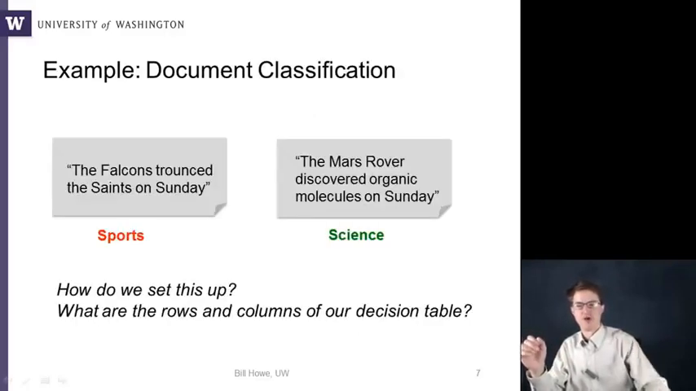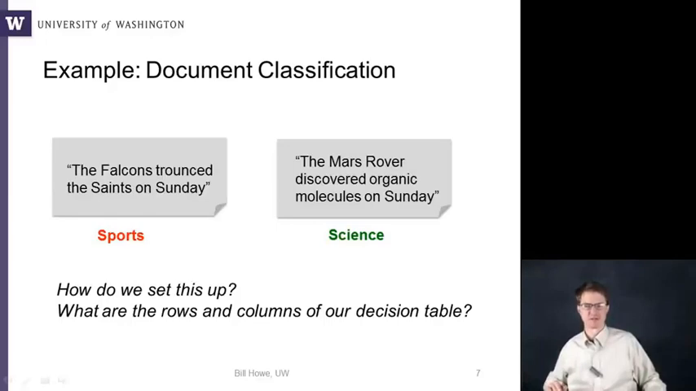So let me give you an example that can be sort of cast as either supervised learning or unsupervised learning, but it's instructive as an unsupervised learning case for right now. So imagine you're just given a big corpus of documents, and you want to make a prediction of what topic a given document pertains to. And so, if you see the phrase, the Falcons trounced the Saints on Sunday, you might guess that this document is about sports, while if you see that the Mars rover discovered organic molecules on Sunday, you might guess that this document is about science.